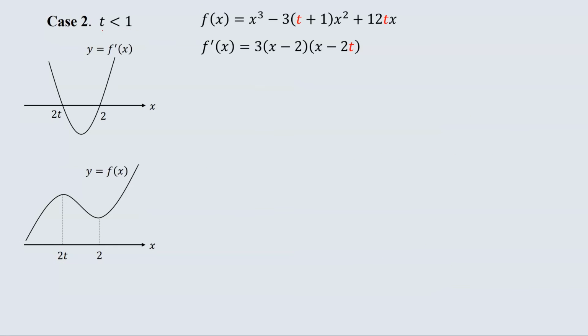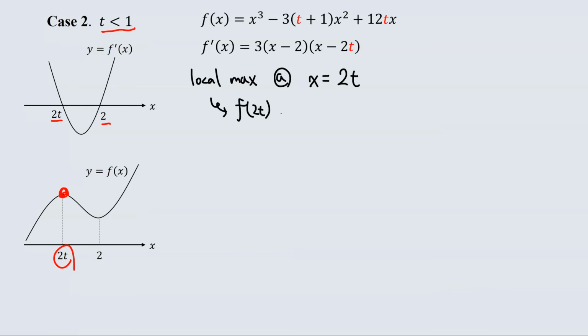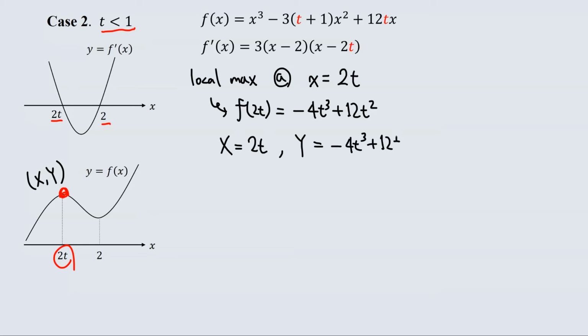In case 2, where t is less than 1, now 2 is greater than 2t, and therefore the local maximum occurs at x equals 2t. So the local maximum value is f(2t), and if you actually calculate f(2t), you will obtain minus 4t cubed plus 12t squared. And this is the local maximum point capital X, capital Y. So we have the x coordinate as 2t and the y coordinate as minus 4t cubed plus 12t squared.